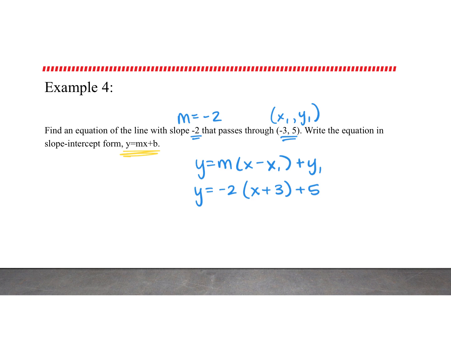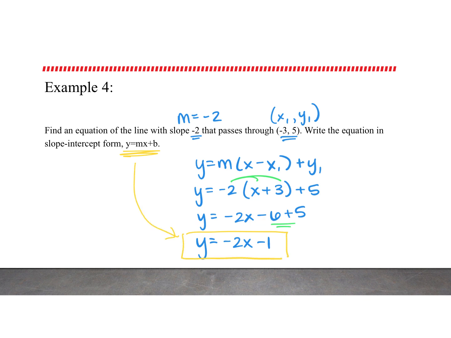We can distribute and combine like terms here. So I'm going to distribute that -2 into our parentheses. So -2x minus 6 plus 5 from the back. We can combine like terms. y equals -2x minus 1. And notice just by simplifying, we got our answer in that final form they asked for. So that's the really nice thing about point slope, is it will simplify into slope-intercept form. So we are good to go on example 4.